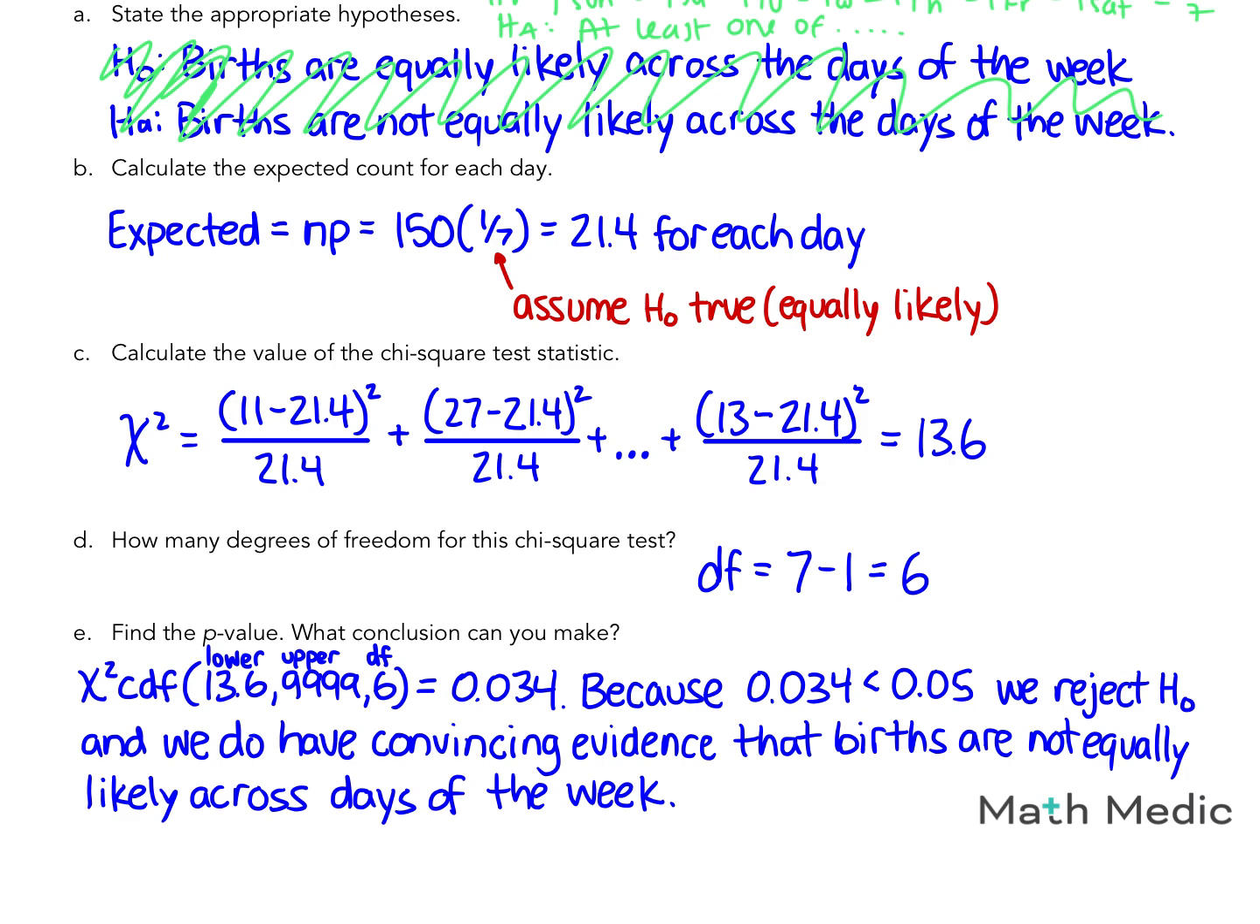So ultimately, we end up with a p-value of 0.034. We reject the null. We do have convincing evidence that the proportion of colors are not equally likely across the week. Not too bad, right?